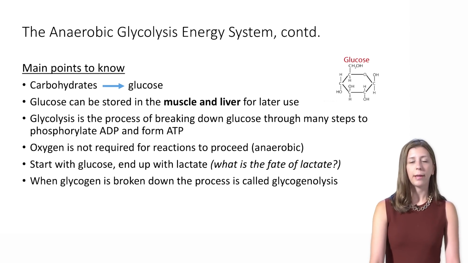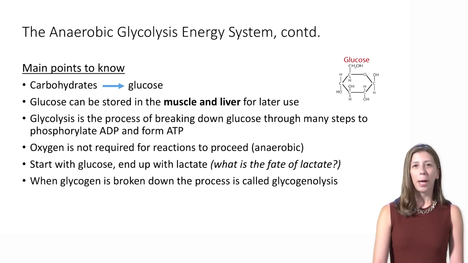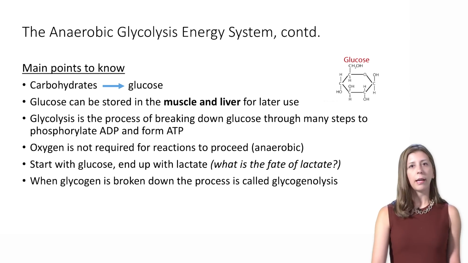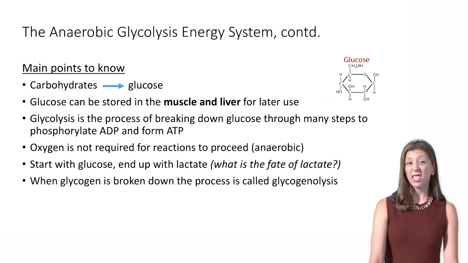So what do we need to know? As I mentioned, there's a lot of detail in your book. Don't worry about memorizing all of those steps. Like I said, this is a basic course. So what do we need to know? Well, basically, you start with carbohydrates, right? We eat carbohydrates. They get broken down to their most simple form, which is glucose. Glucose, as you know, can be stored in the muscle and liver for later use. We actually store it as glycogen. So in times of need, when we've kind of run out of blood glucose or when our levels are running low, we can utilize that glycogen from our muscle or liver to give us energy.